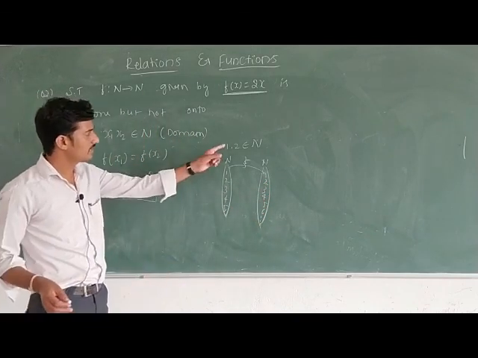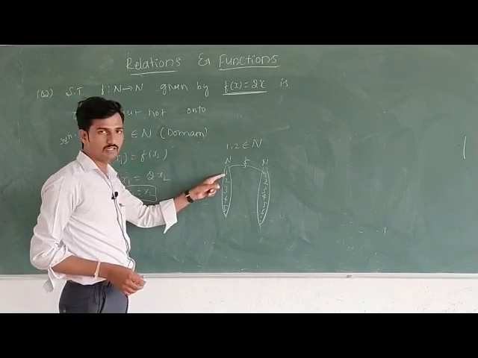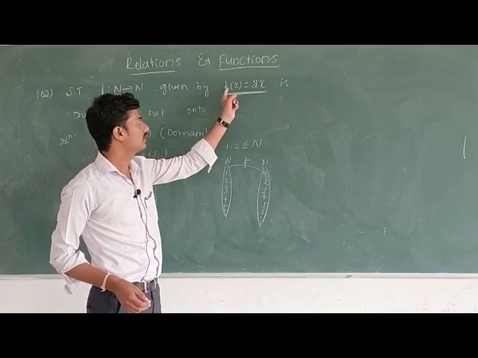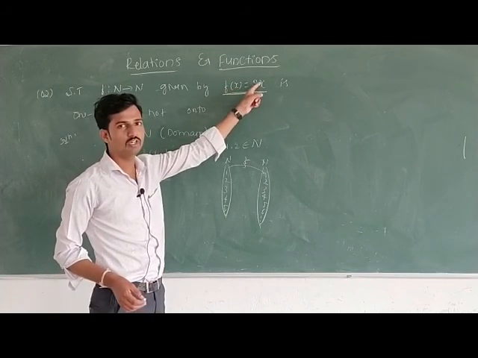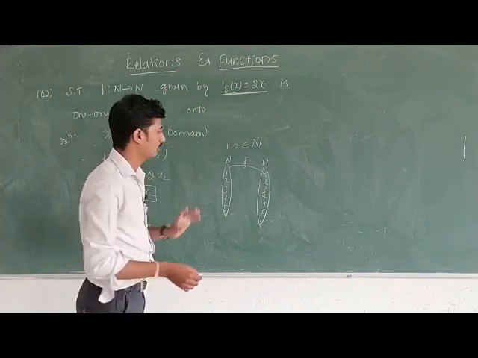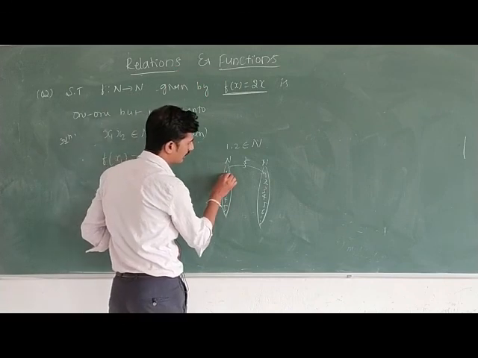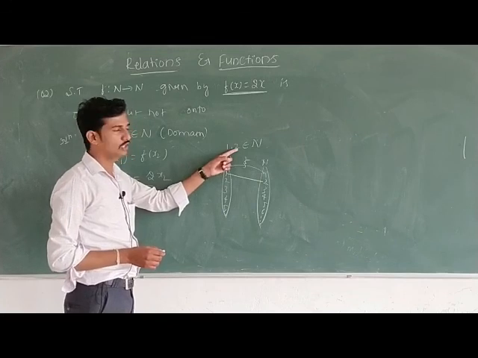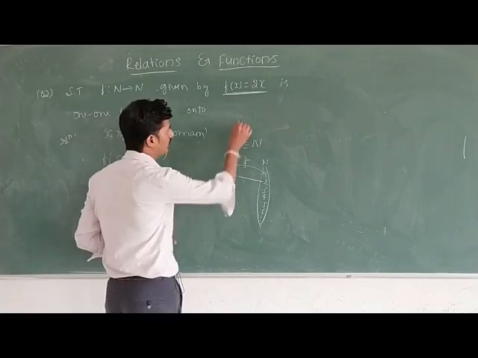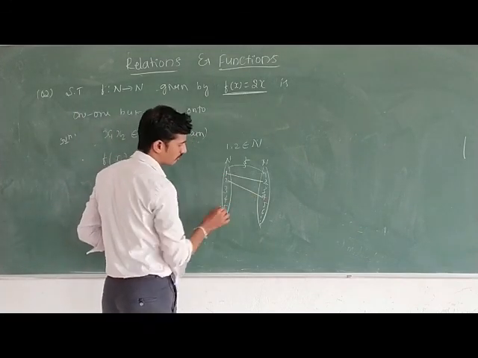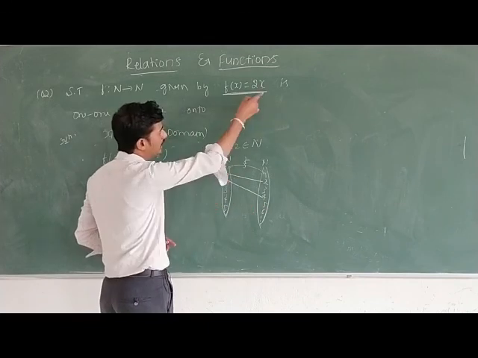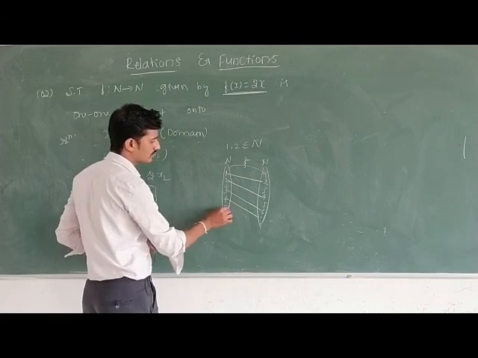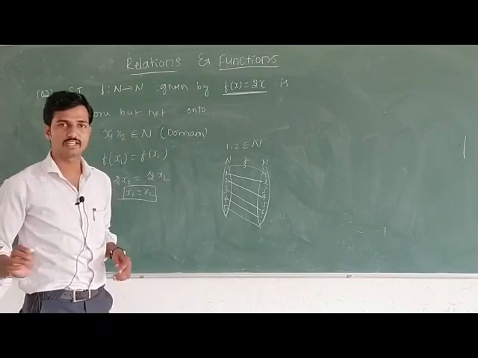If you consider 1, which belongs to the domain, according to the definition, if you choose x equal to 1 here, then the f of x value will become 2 into 1, which is 2. That means 1 is related with 2. If you consider 2, 2 into 2 is 4, so 2 is related with 4. Considering 3, 3 into 2 is 6, so 3 is related with 6. Similarly 4 is related with 8, 5 is related with 10, and so on up to infinity.